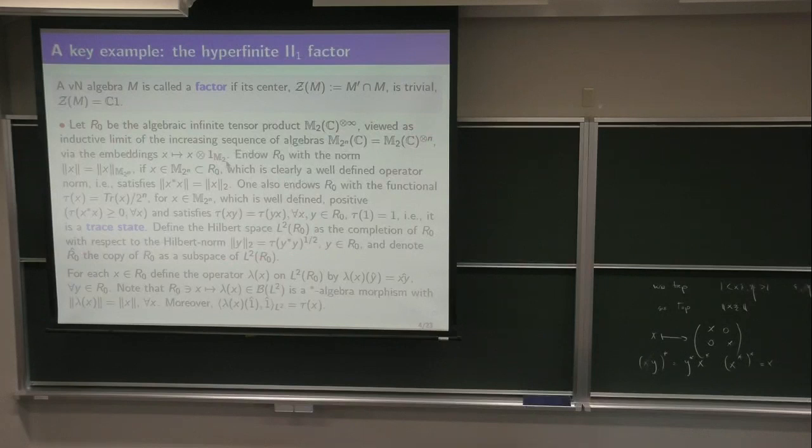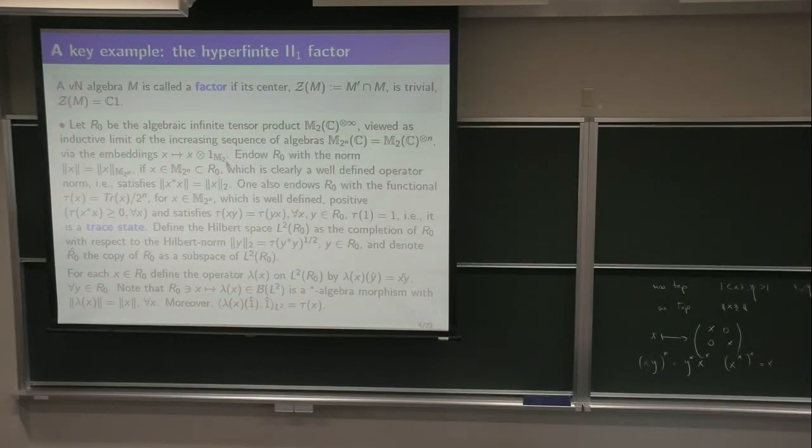And just to keep track of R0, when you view it here rather than as the initial algebra, I'll put a hat on those elements that I view as elements in this L2 space. And for each x in R0, we define lambda of x like we did before, the operator on this Hilbert space of left multiplication, for all y in R0. I should have put, yeah, actually the hat is here.